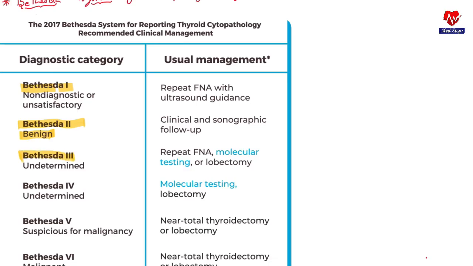Next, Bethesda 3, undetermined: we have to repeat fine needle aspiration and/or molecular testing, or lobectomy. Next, Bethesda 4, undetermined: we do molecular testing or go with surgery, that is molecular testing, then lobectomy. If you are suspecting malignancy, Bethesda 5, we have to do a near total thyroidectomy or lobectomy. Bethesda 6 is malignancy, so near total thyroidectomy or lobectomy we have to do.